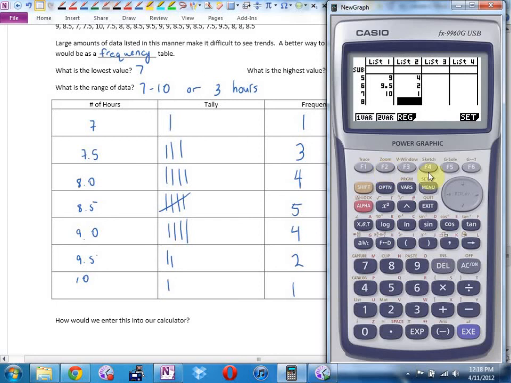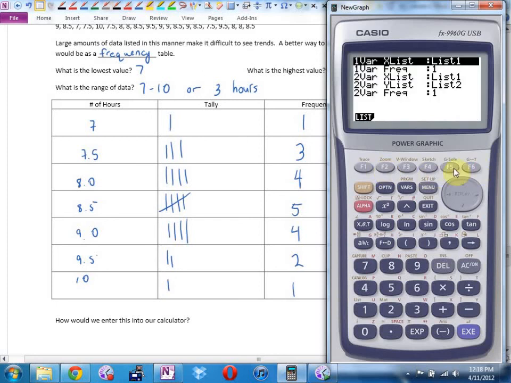F6. Okay? Sam, we're not doing any 2-variable stuff this year, so you can always kind of ignore the bottom 3 there. But it's saying, okay, where did you type your data? What list? Where did we type the number of hours? What list? List 1.